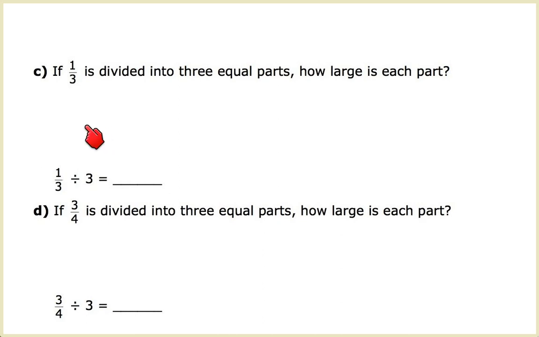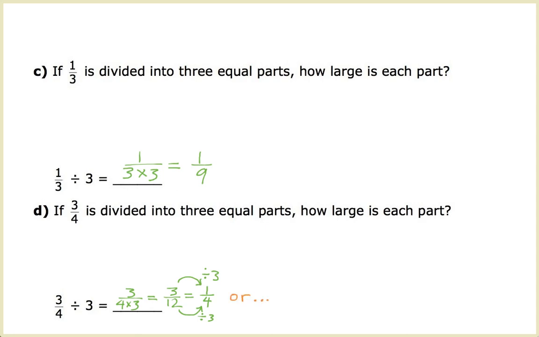The first one, we've got 1/3 that we'd like to divide by 3. So 1 over 3 times 3, which gives us 1/9. And the next one, we've got 3/4 divided by 3, which is equal to 3 over 4 times 3, which is equal to 4/12. Again, you've got to reduce that to lowest terms. Dividing the top and the bottom by 3, you get 1/4.